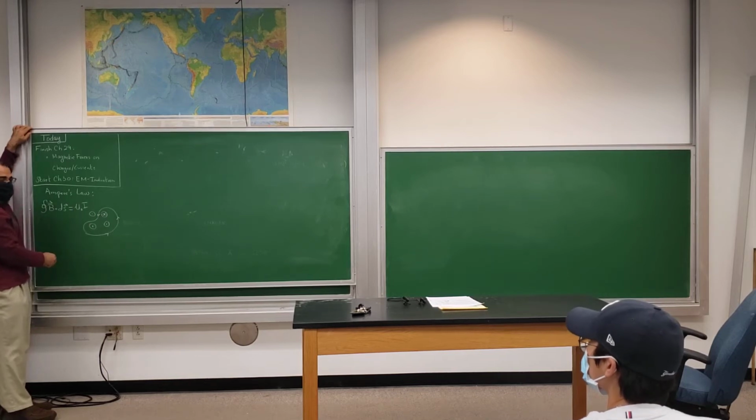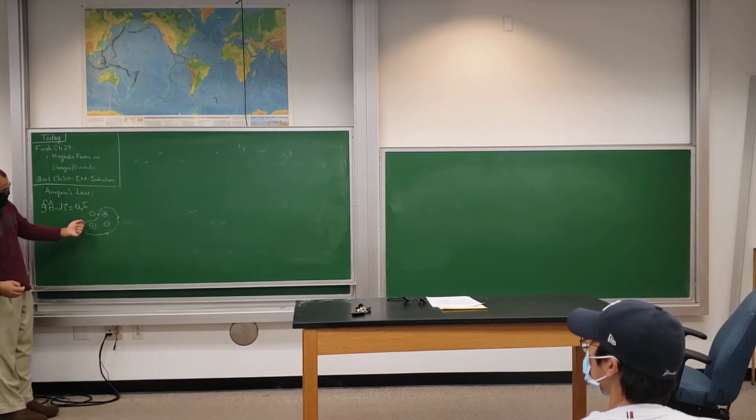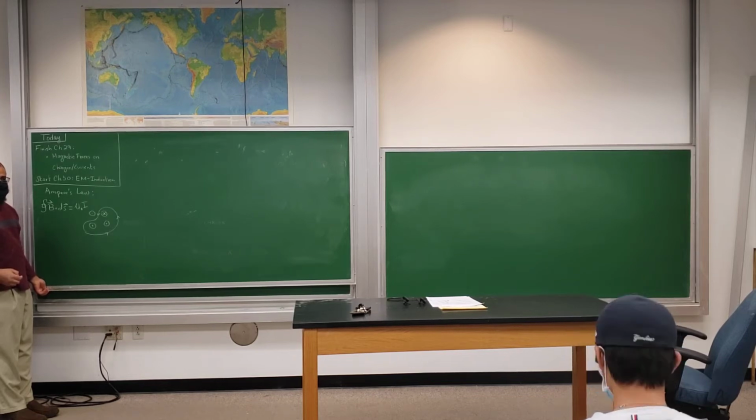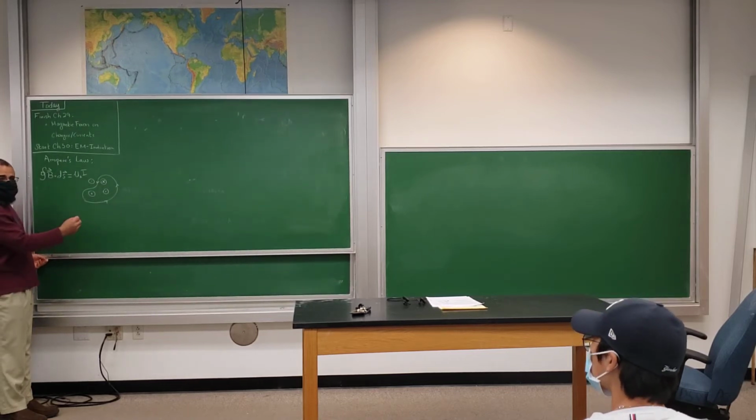You add them up, and you add them up such that the ones that are coming out are positive, the ones that are going in are negative. In worksheet number 10, we have some problems on Ampere's law, so we will get some emphasis, some practice with those. And then we did the solenoid.